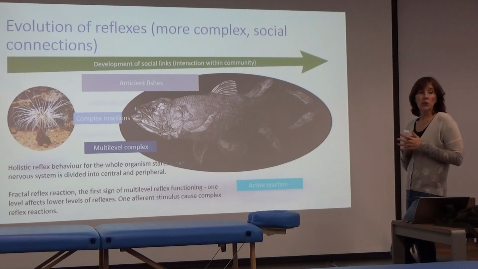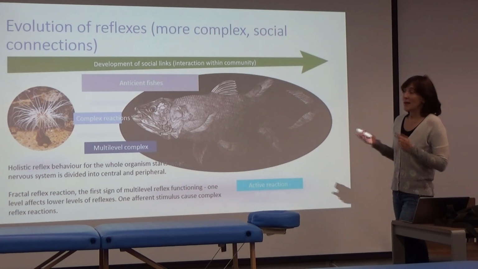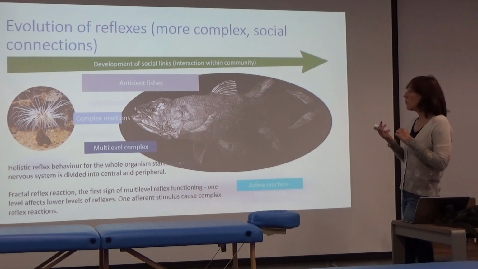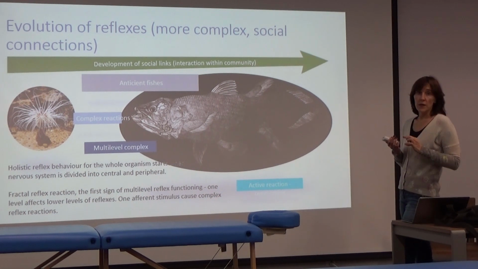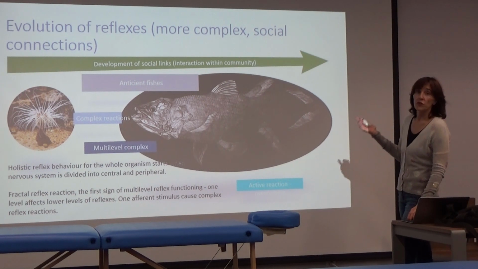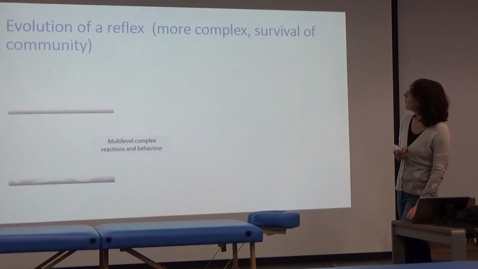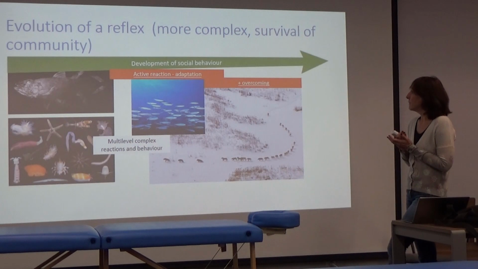In the fishes we can see so-called fractal reflex reactions, where we have multi-level reflex functioning, and one level affects the lower level of reflexes. So one afferent stimulus to the fish can change the reflex regulation of the fish in different layers. And it can affect her social behavior, it can affect her withdrawal or avoidance or overcoming behavior. This is absolutely automatic. Fish is programmed and doesn't think. Then we have more complex behavior.